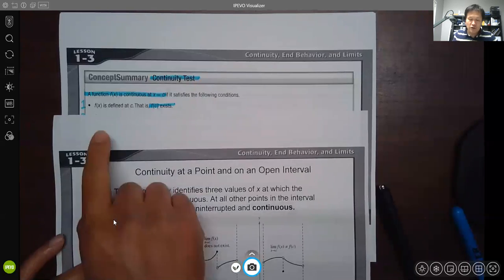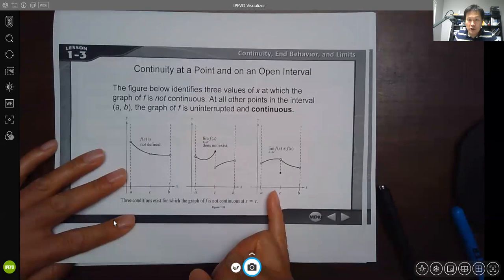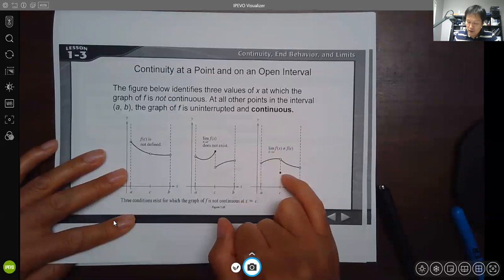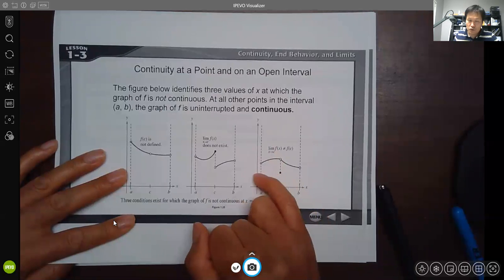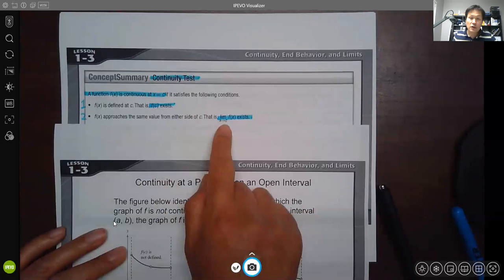So again, you start with the first condition, f of c exists. Looking at x value as c, is there a function value? Yes, a function value, whatever this value is, let's say it's like 2. F of c is equal to 2. Then you move on to the second condition. Does the limit exist as x approaches c?